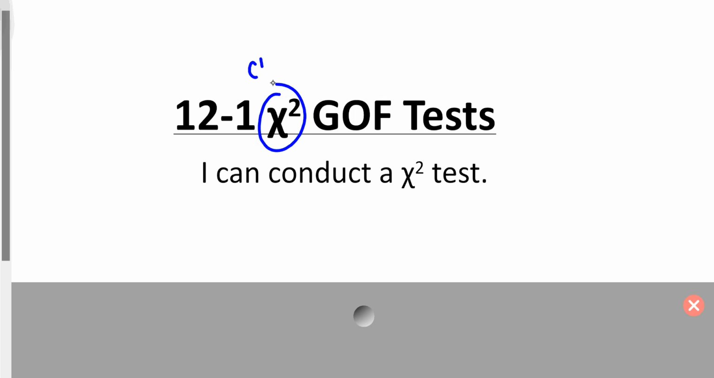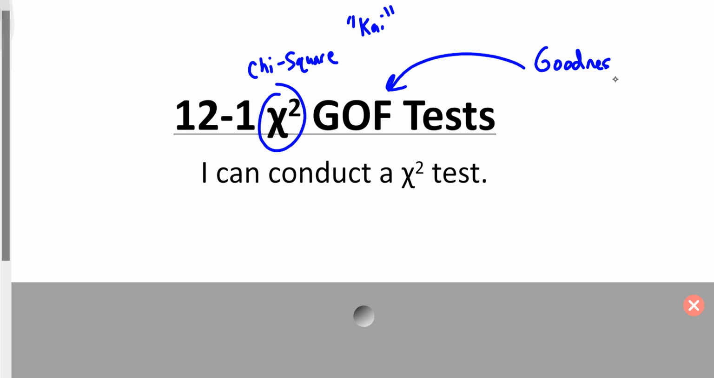It's a chi-square test. It's pronounced like chi, not chi or chai, it's chi. And today, our type of them is the goodness of fit test. Hopefully, as we get going, you'll understand why it's called goodness of fit.